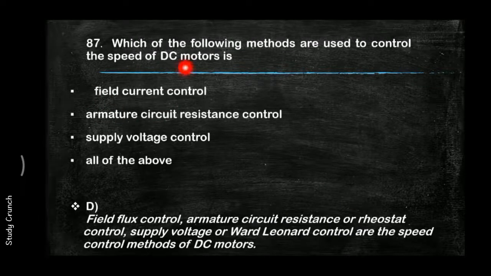Next. Which of the following methods are used to control the speed of the DC motor? So the answer is the field current control, armature circuit resistance control and supply voltage control. All of the above can be used. So the answer is it is D.